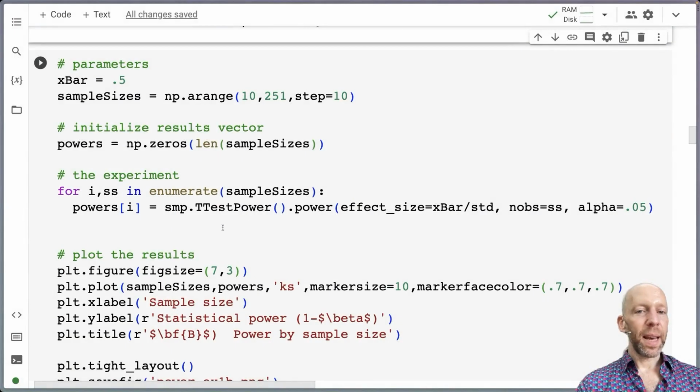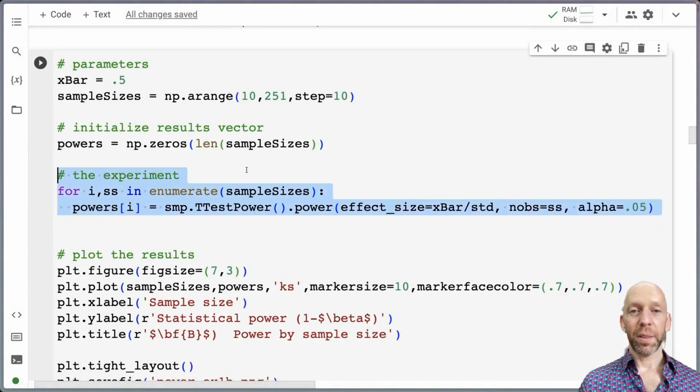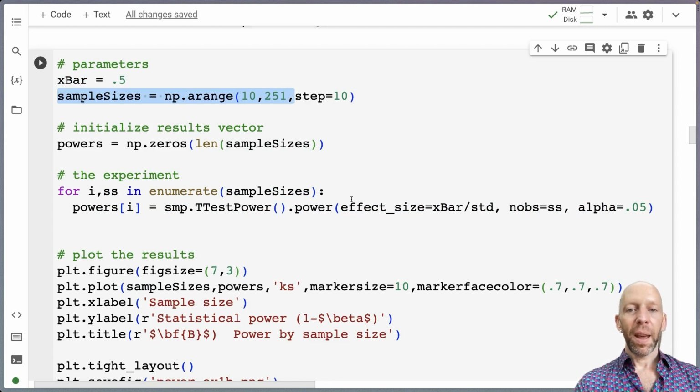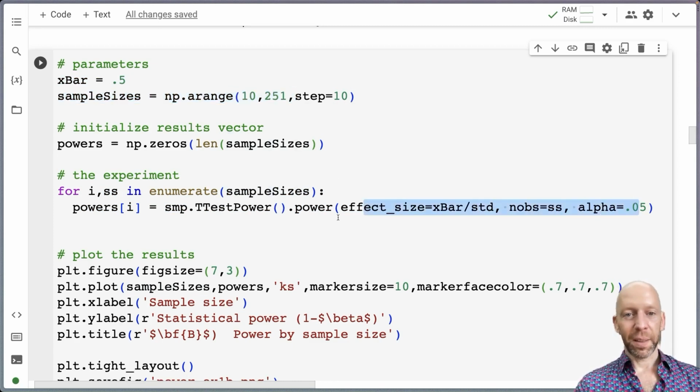You can see that most of the important parts of this code are the same as the previous part. In fact, I mostly just copied and pasted from the previous cell. So really, the only thing that we change is that we fix x bar, or the sample mean, and we vary the sample sizes from 10 to 250. And then, yeah, you can see all the rest of this is really the same. Here we are manipulating the number of observations.